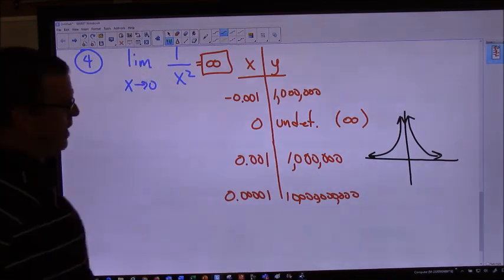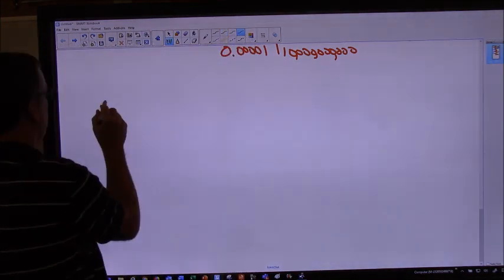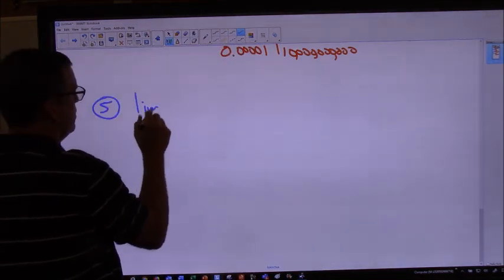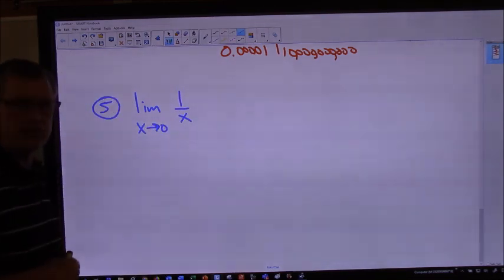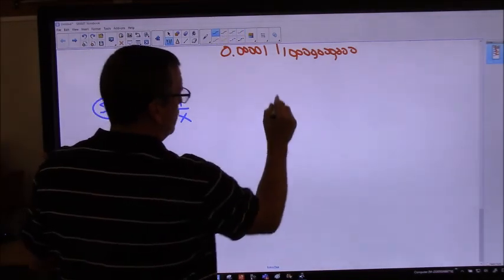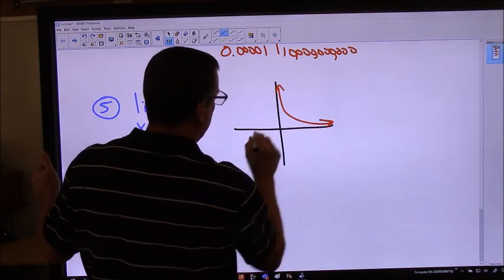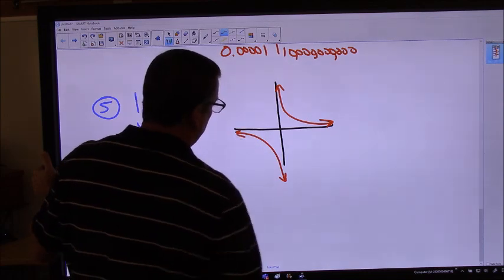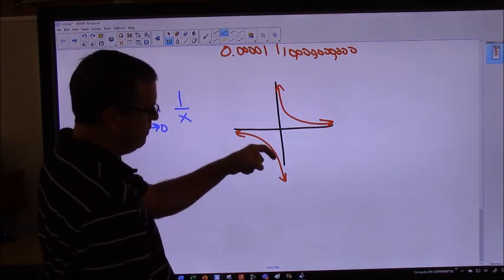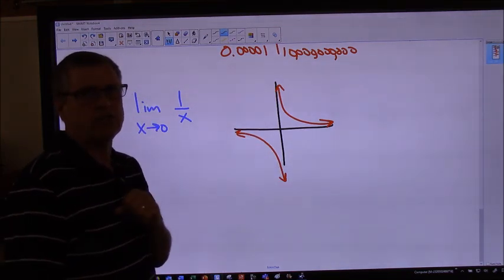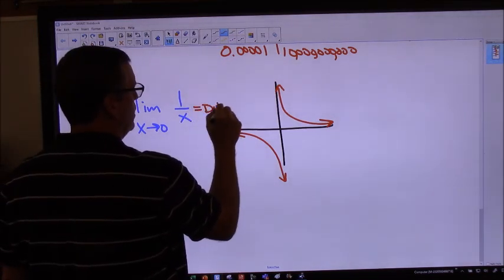Now, if we did a different function, let's say I've got the limit as x goes to 0 of 1 over x. This is the rational function we talked about last year. And the graph for this looks like this. Now, I'm pretty sure that if I go to positive infinity on this side and negative infinity on this side, those are not equal to each other, right? So then I would say that this limit does not exist.